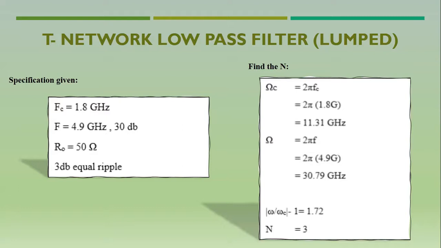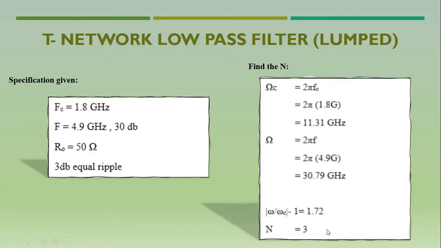So firstly, we need to find the value of N. To find the value of N, we need to find the omega cutoff frequency, which is 2 pi Fc, and we get 11.31 GHz. And we find the omega, using 2 pi F with the value of frequency, and we get 30.79 GHz. So to find the value, we need to divide omega with omega cutoff frequency and subtract by 1, and we get 1.72.